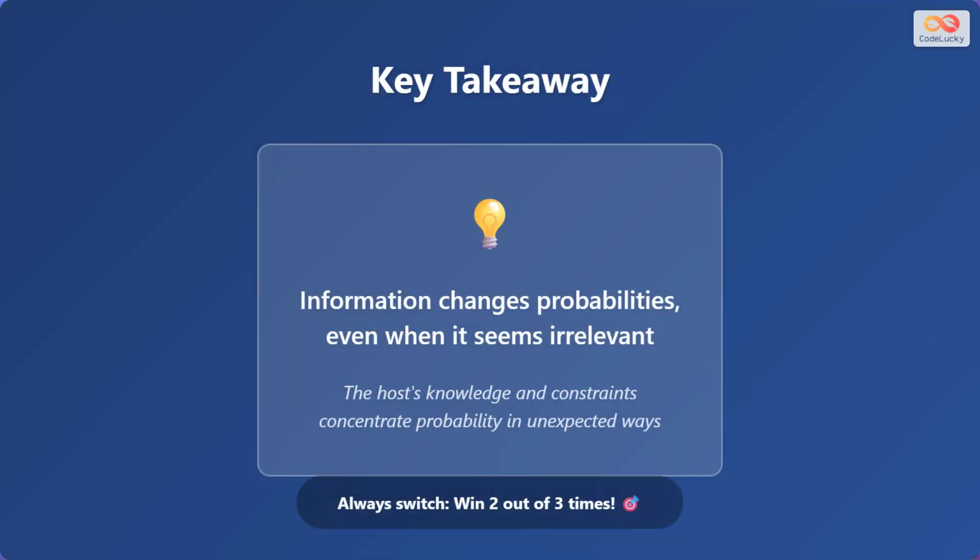The key takeaway is that information changes probabilities, even when it seems irrelevant. The host's knowledge and constraints concentrate probability in unexpected ways. Always switch, you will win 2 out of 3 times.